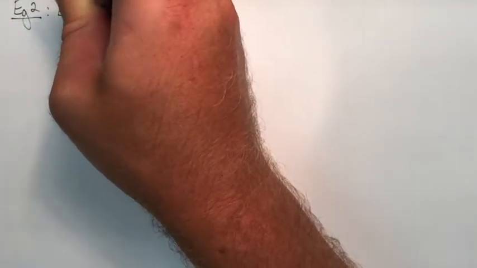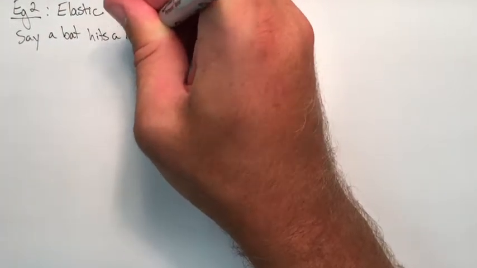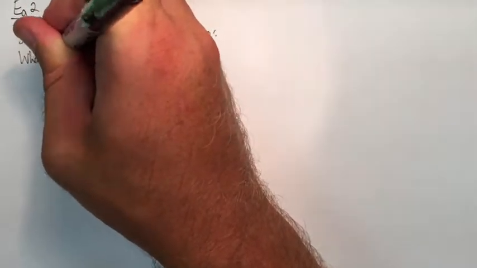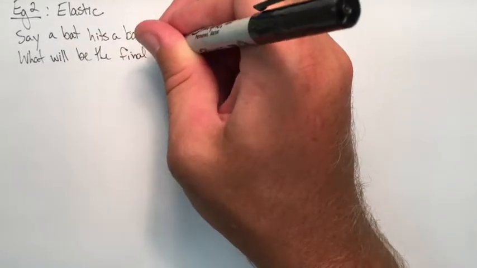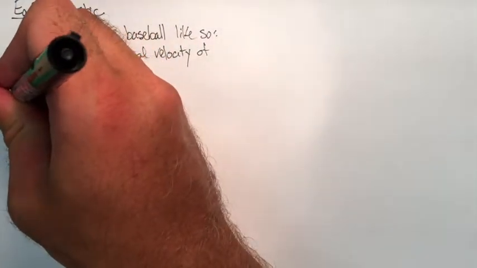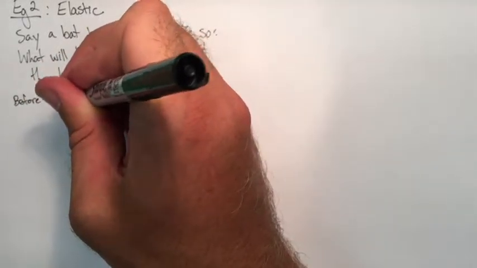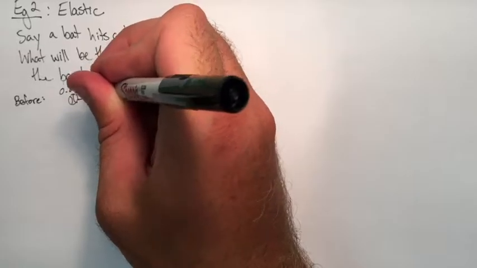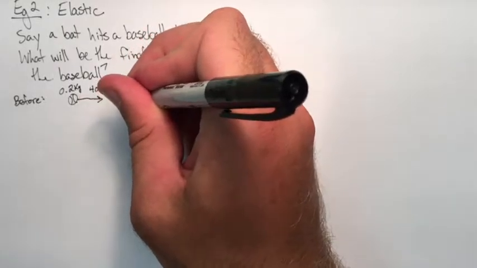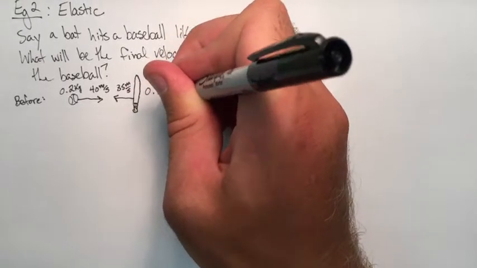Our next example here is going to be an elastic collision. Let's say we use baseball as an example. A ball is being pitched towards a batter. The bat is moving forward to hit that ball, and then we'll have an elastic collision where the ball will be hit out into the outfield. Let's say a bat hits a baseball like so. What would be the final velocity of that baseball? So beforehand, we have the ball moving to the left, 0.2 kilograms at 40 meters per second. It's going to strike the bat, which is moving forward, 35 meters per second, and has a mass of 0.85 kilograms.